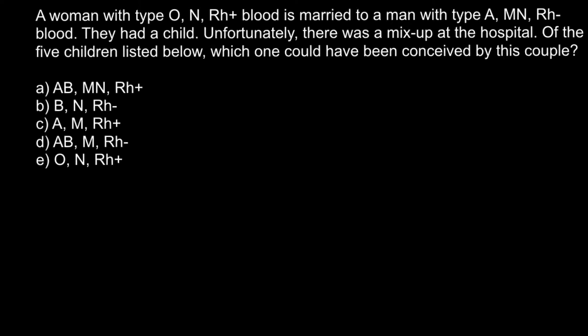Today's problem: a woman with blood type O and Rh positive blood is married to a man with type A, Mn, Rh negative blood. They had a child. Unfortunately, there was a mix-up at the hospital. Of the 5 children listed below, which one could have been conceived by this couple? And here are 5 answers to choose from.